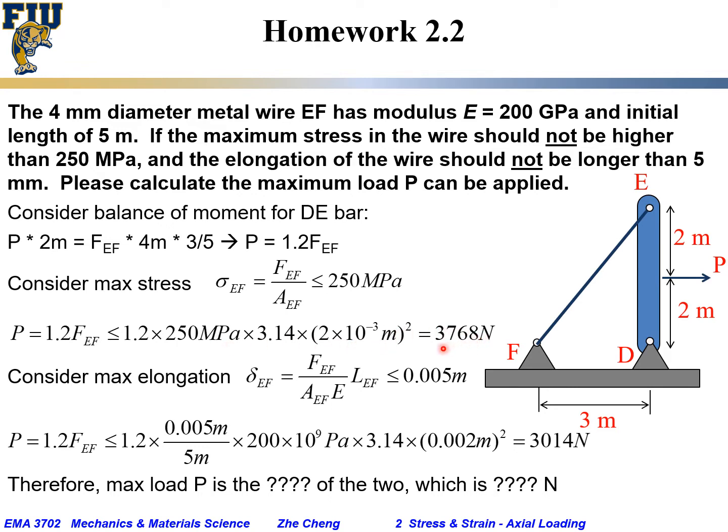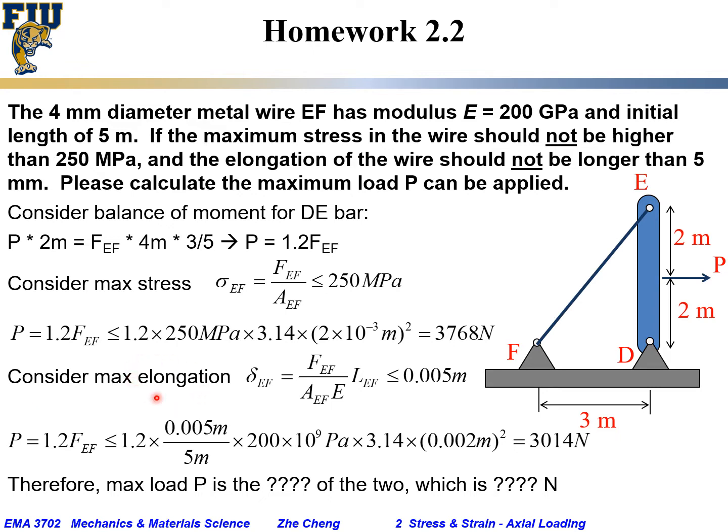Plug the number in, you would have the number as 3768 Newton if you are considering the stress criteria. If you are considering stress should not be higher than 250 megapascal within the EF wire, the horizontal P should be smaller than 3768 Newton. On the other hand, there's another condition it has to satisfy. Now we have to consider maximum elongation.